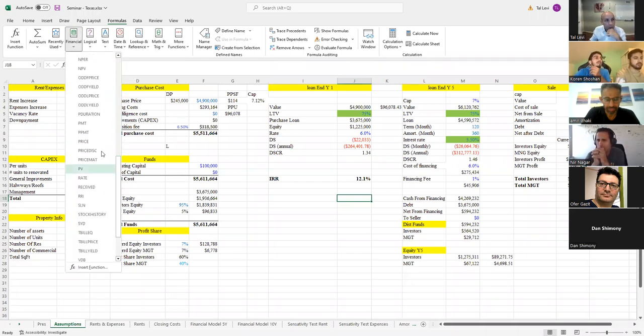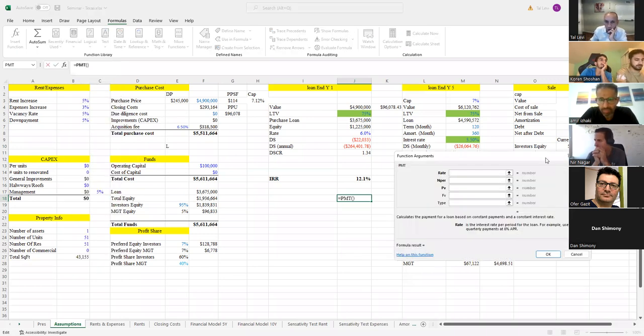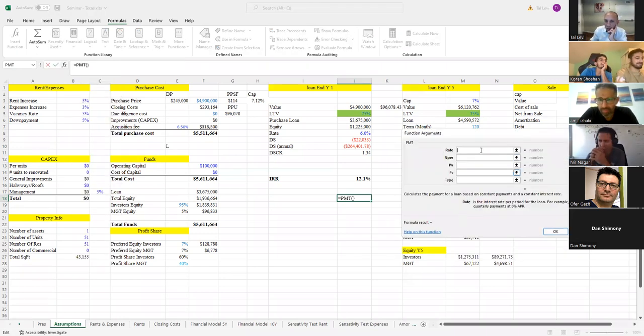And if you're going to go down, there is a PMT. That's what you want, PMT. And when you click on it, it's going to ask you a few questions. The first question is, what is the rate? Keep in mind, we're calculating on a monthly basis. So the rate will be 6%.